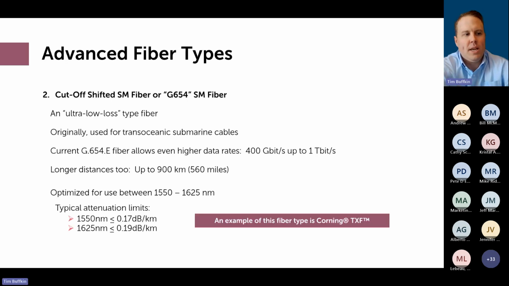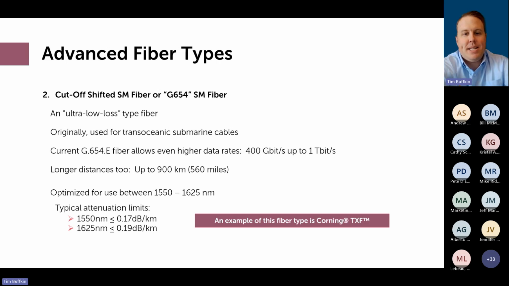Then to take it one step further, we can go to what's called a cutoff shifted single mode fiber, or G.654 single mode fiber. This is essentially an ultra low loss type fiber. It was originally used for transoceanic submarine cables, where you can imagine you want to get as much data as far as possible before having to re-up that signal. Right now, you're looking at anywhere from 400 gigabits per second to a terabit of bandwidth per second, which is astronomical. So obviously way more bandwidth out of this fiber.